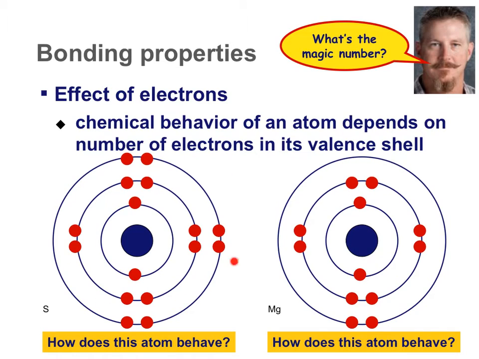So on the left here we have a sulfur atom, and if you look at the valence shell, there are 6 electrons. So it's 2 away from the octet rule, and of course the magnesium has 2. So how's it going to behave? If you think roughly about the easiest path to fulfilling the octet rule, the sulfur atom is going to look to gain 2, and the magnesium would want to get to the octet rule by losing those 2 electrons.